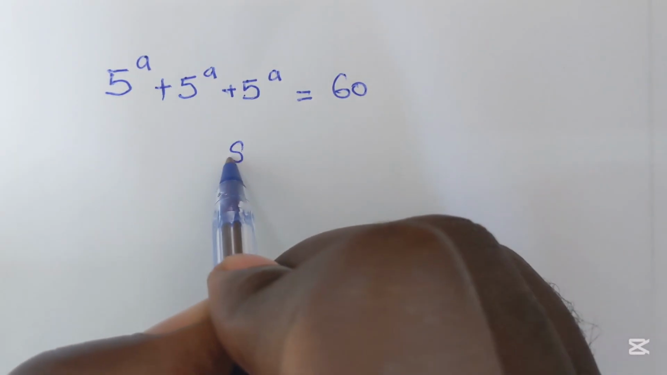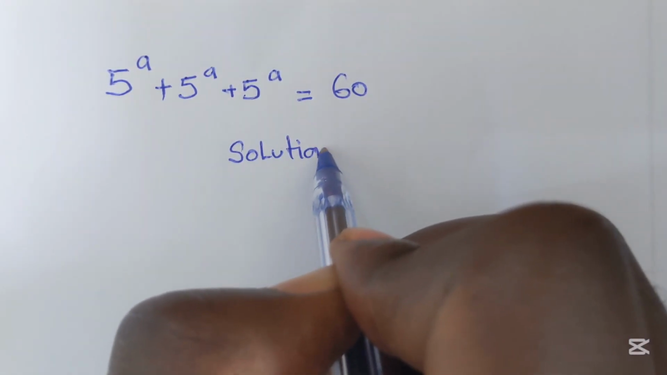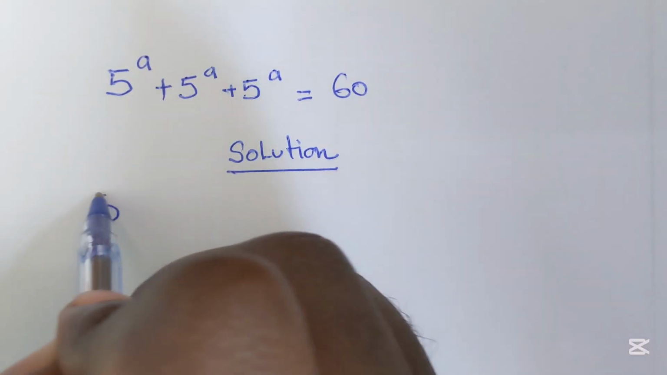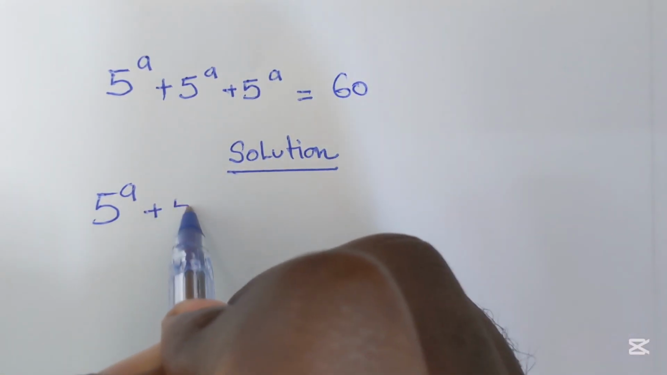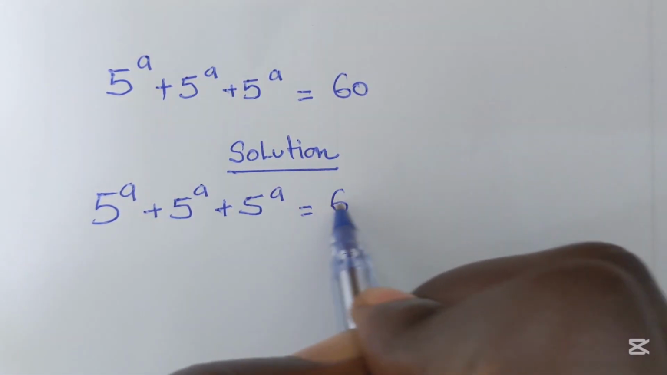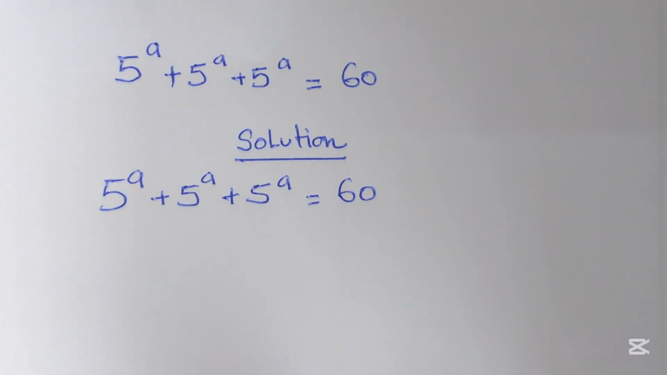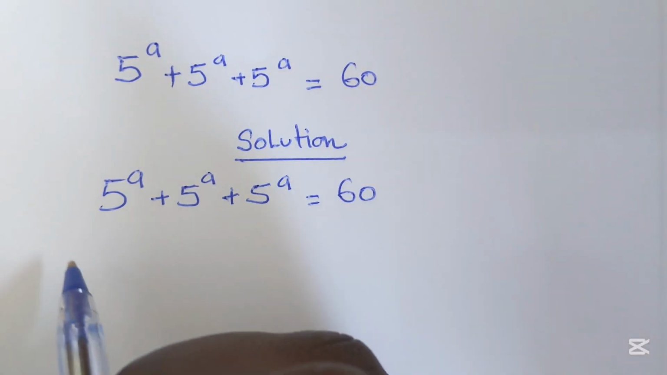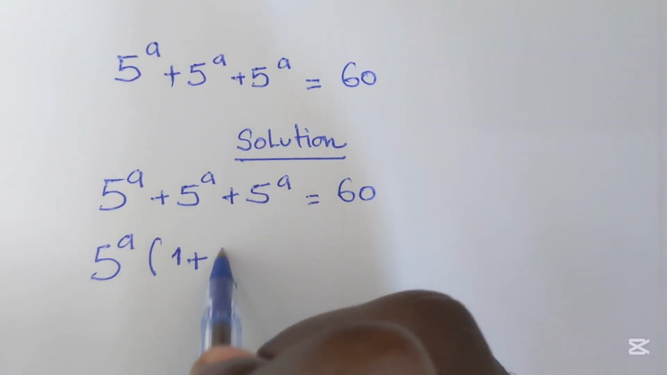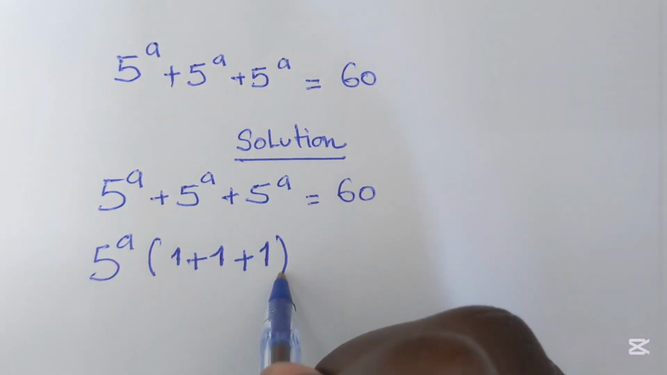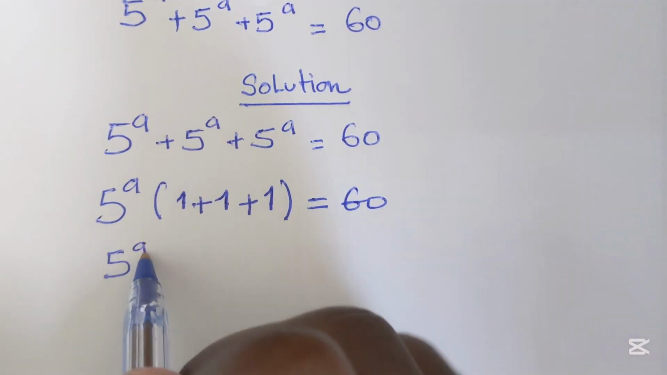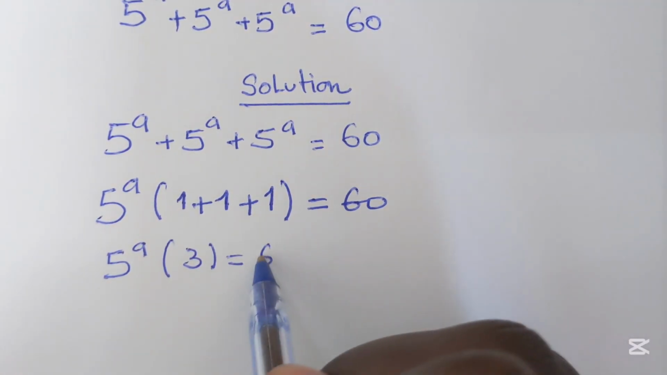Let's provide the solution. The first thing here is to copy what we have: 5^a + 5^a + 5^a = 60. And we simply say here we shall factorize 5^a to get 5^a(1 + 1 + 1) = 60. Okay, then 5^a times 3 equals 60.